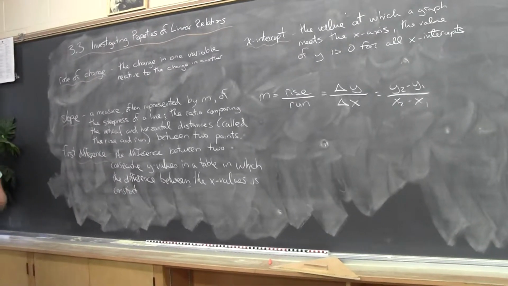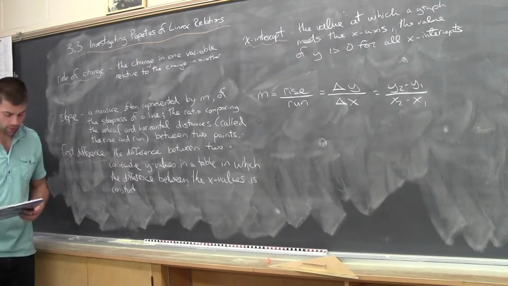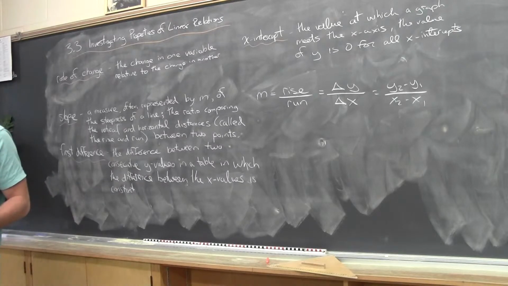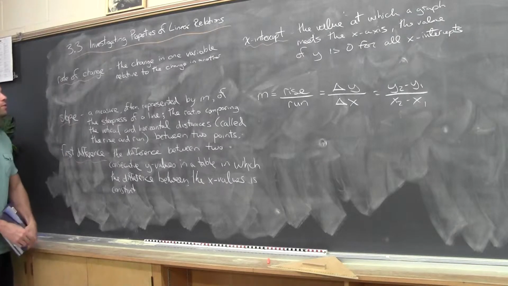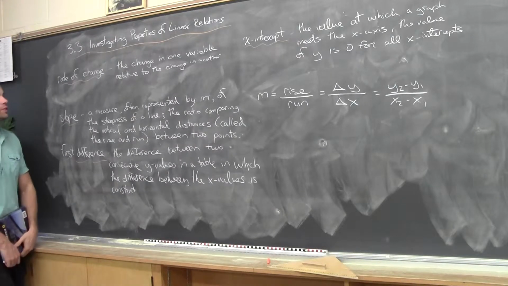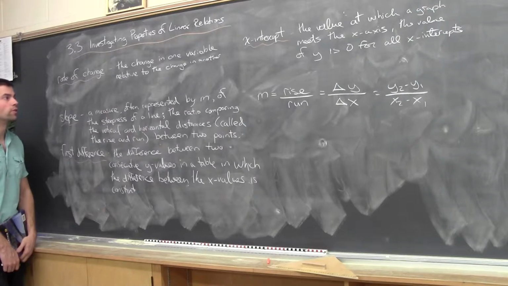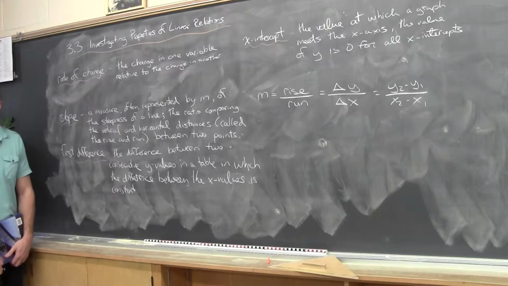All right, this is 3.3 in your textbook. If you don't have it open already, it's on page 152. We're talking about linear relations. First thing, a couple definitions we need to be aware of. First one is the rate of change. It's the change in one variable relative to the change of another.